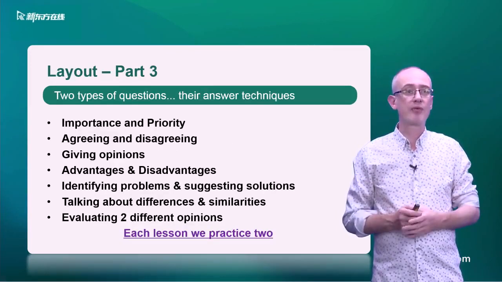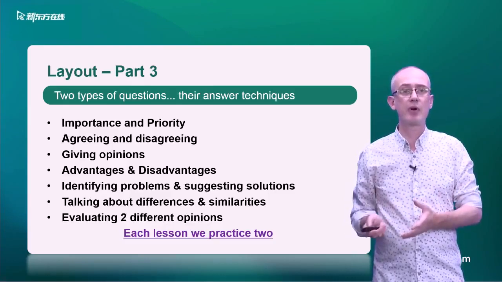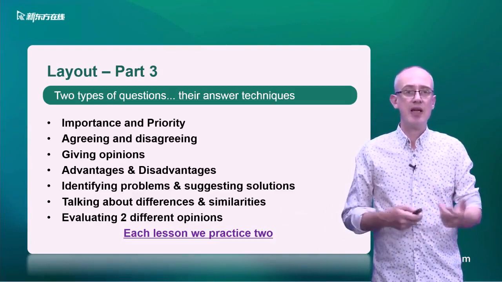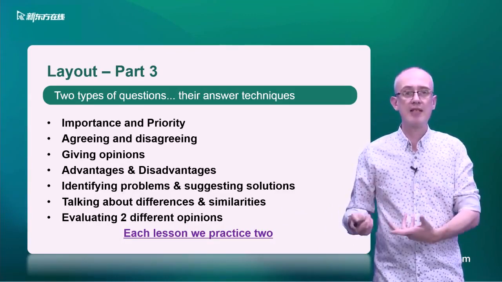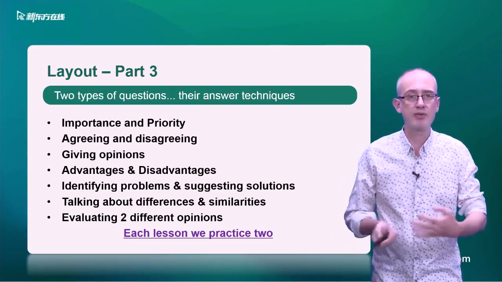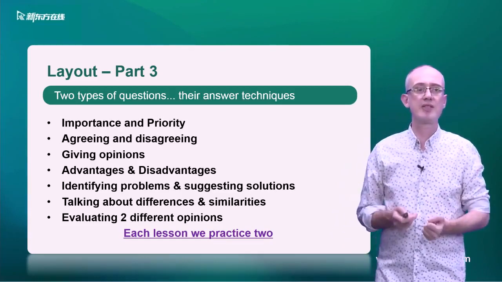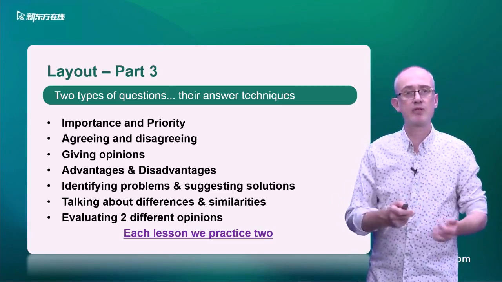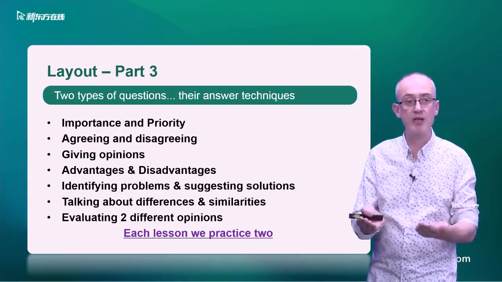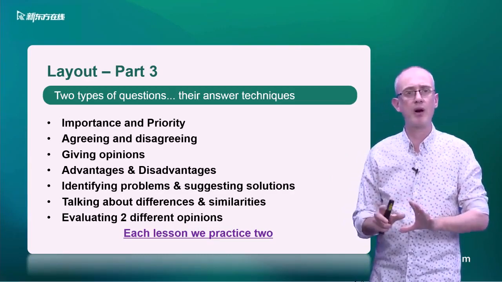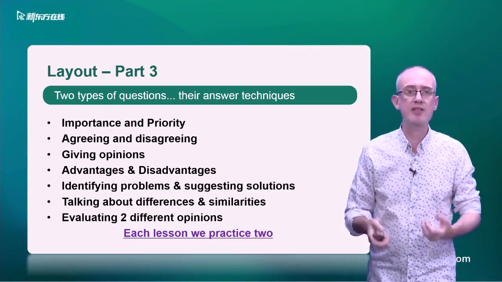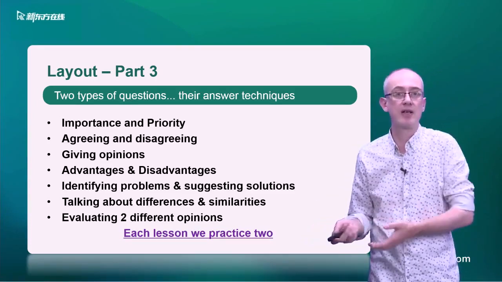The layout of part 3 is basically two types of questions and their answer techniques. Questions relating to importance and priority, agreeing and disagreeing, giving opinions, advantages and disadvantages, identifying problems, proposing solutions, talking about differences and similarities, evaluating two opinions. All of these things we will do in the part 3 lessons, but in each lesson we'll practice two of these particular answer techniques or question types and answer patterns.